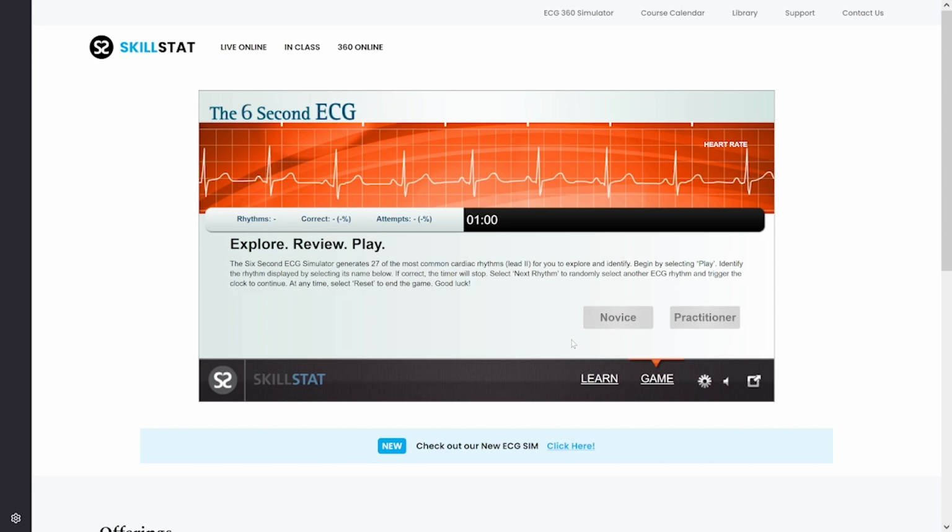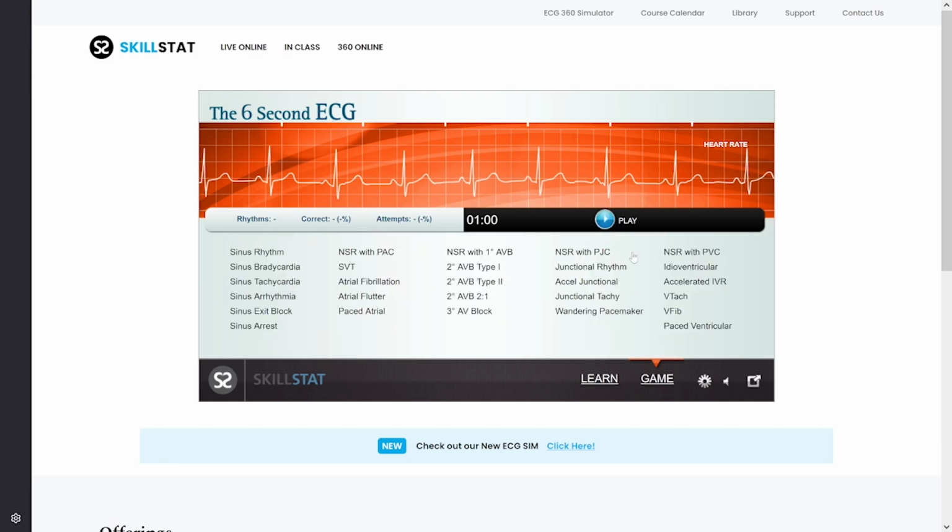So, I thought it'd be really fun to mess with SkillStat again. I know they have a really good 6-second EKG strip, so I thought maybe we could do it together and see if you remember some of the tips and tricks along the way of trying to interpret an EKG rhythm. I think they have a lot of really good rhythm strips. I think it's a very fun game. So, I just wanted to jump into it and see how it goes.